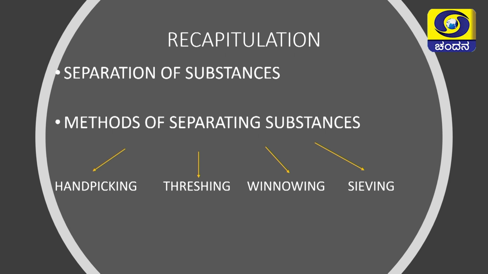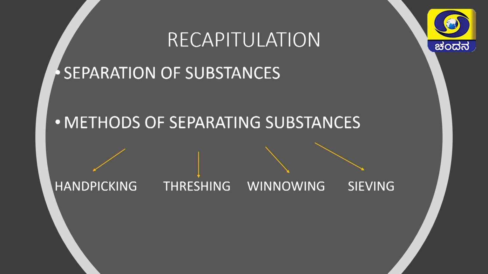At last, we discussed sieving. When do we use sieving? When the components of a mixture have different sizes. For example, as we have discussed, to clean wheat flour. Wheat flour has very fine particles, whereas the impurities will be slightly bigger. In that case, we can use sieving. So, in this session, we have discussed these many learning points.